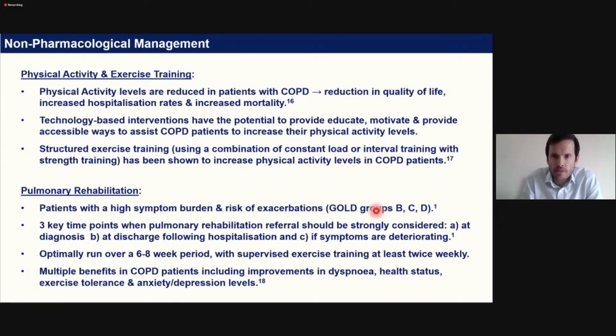There are three key time points when we should consider pulmonary rehabilitation referral. That is, at the time of diagnosis of COPD, at discharge following hospitalization, and/or if symptoms are deteriorating despite optimal medical treatment. Pulmonary rehab is typically run over a 6 to 8 week period with supervised exercise training at least twice weekly. It has been shown to have multiple benefits in COPD patients, including improvements in dyspnea, health status, exercise tolerance, and anxiety and depression levels.